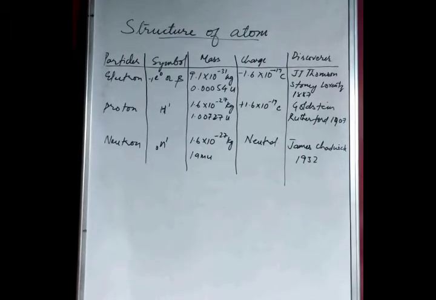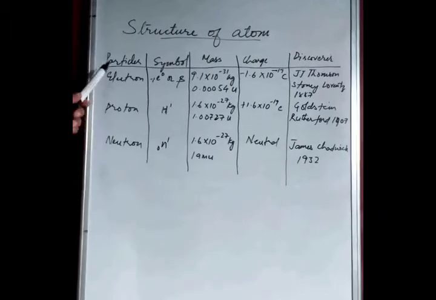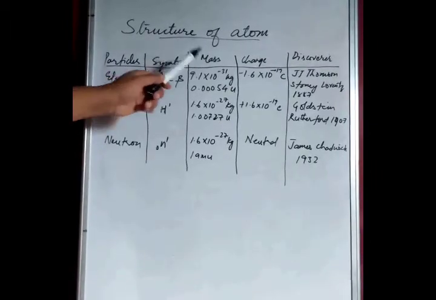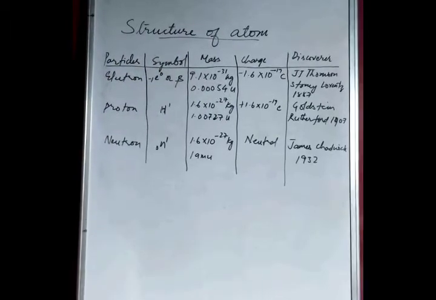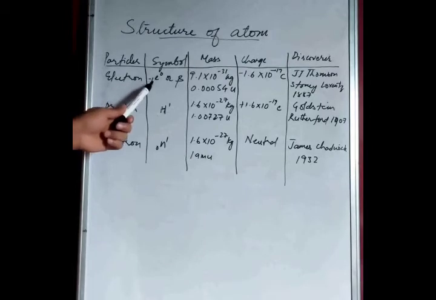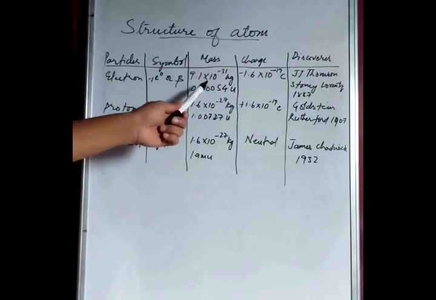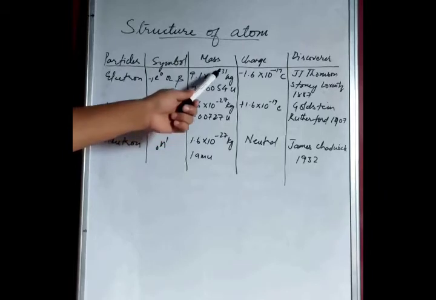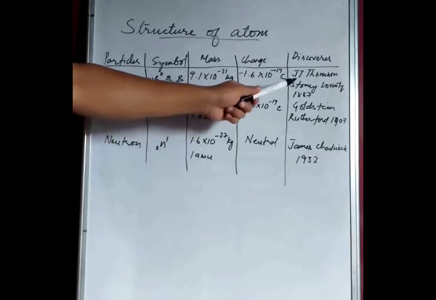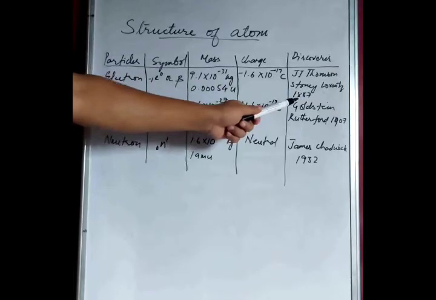As you can see, here is a table of the particles, the name of the particles with their symbol, mass, charge, and their discoverer. This has been provided in your readout, so you go through the readouts. Electron is represented by beta, or -1 e 0, and the mass is 9.1 into 10⁻³¹ kgs. It was discovered by Thomson, Stoney, Lawrence, 1887.